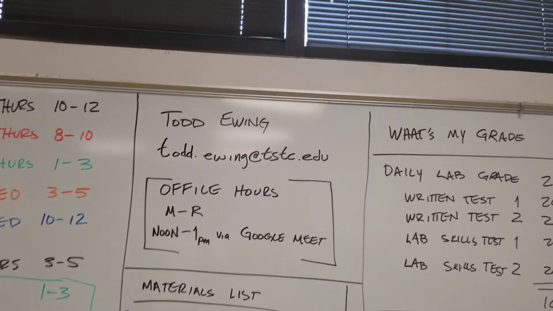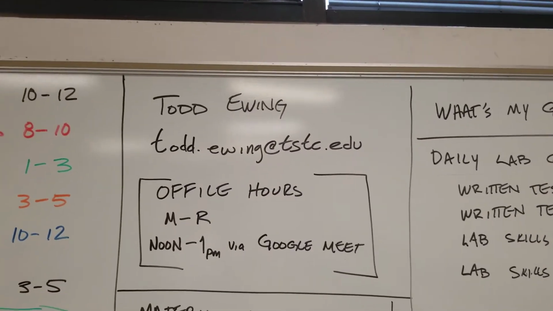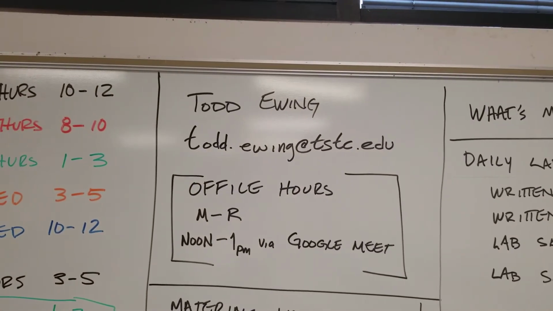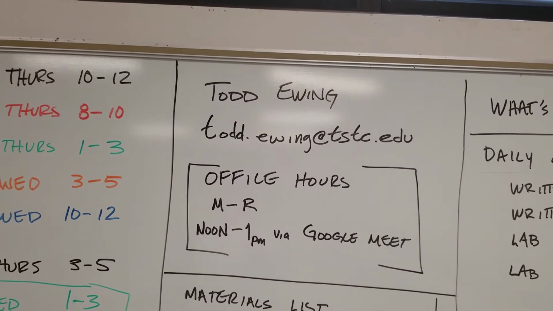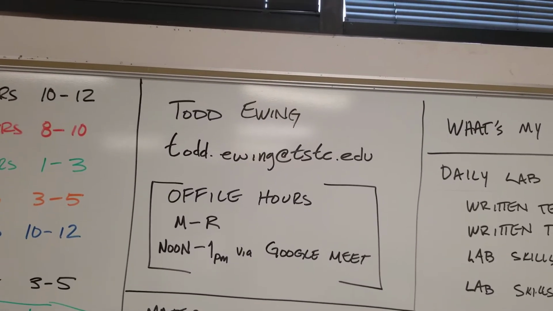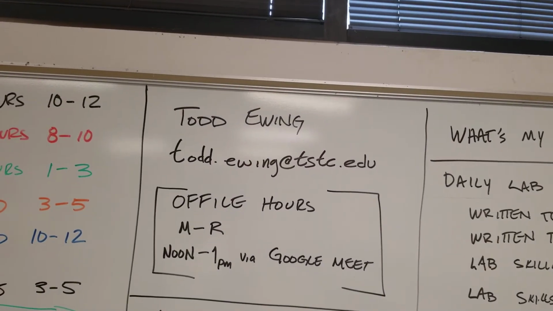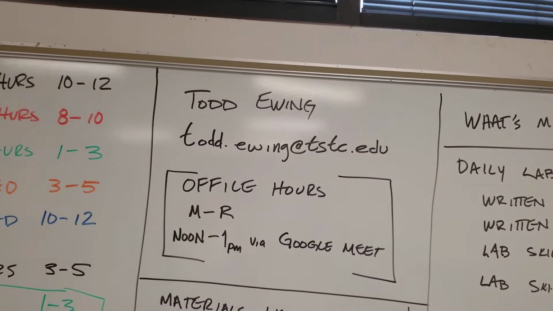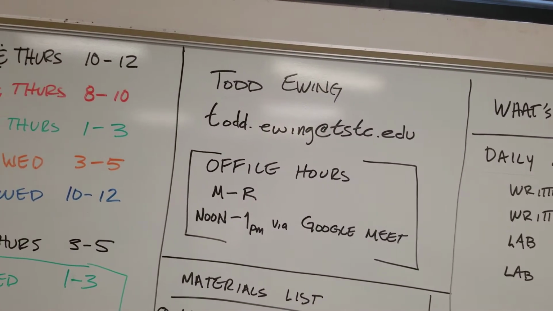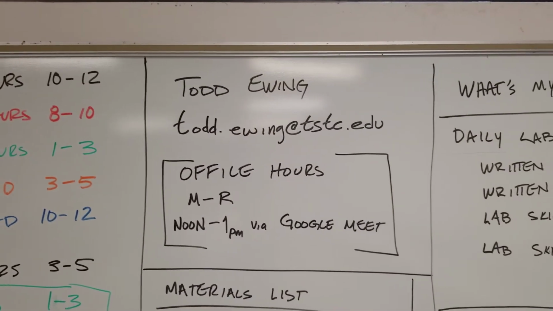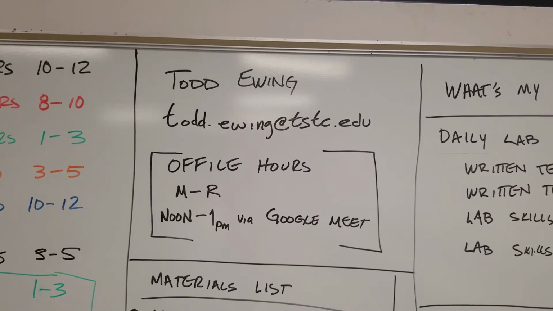If you look at contact information, there's the way you contact me. My name is Todd Ewing. Most of my students call me Mr. T. And my office and my email is right there, todd.ewing@tstc.edu. Also, you'll see it in the syllabus sometimes as taewing@tstc.edu. Either one of those emails comes to the same electronic mailbox.